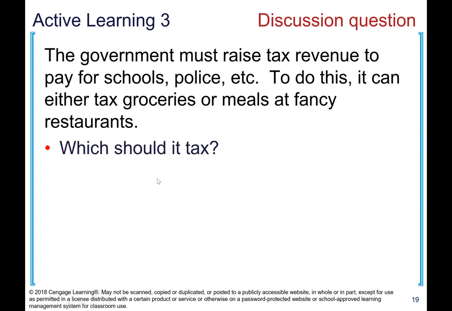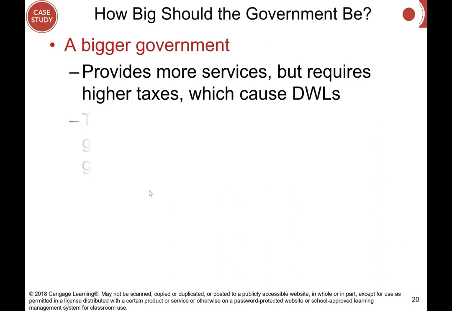Here's a discussion question. The government must raise tax revenue to pay for schools, police, and so on. To do this, it can either tax groceries or meals at fancy restaurants. If you are advising the government, what would be your advice if the goal is to minimize the deadweight loss?